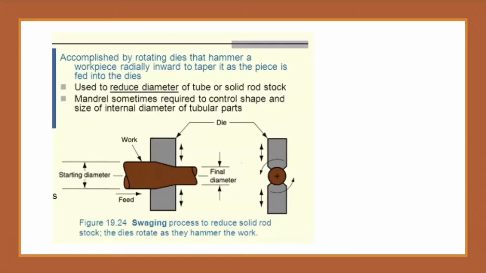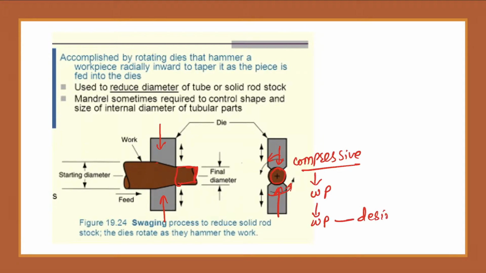So here you can see what swagging looks like. This is a die basically, and the workpiece is pushed into this die to get a desired tube-like shape. Now these dies roll over this workpiece to impart a compressive force towards the workpiece, right, and thus the workpiece gets the desired shape. So this operation is known as swagging.